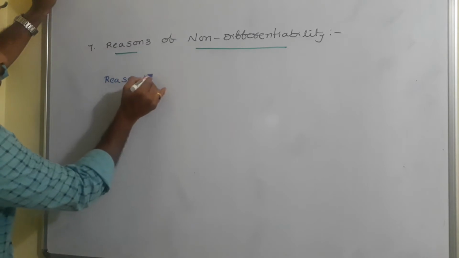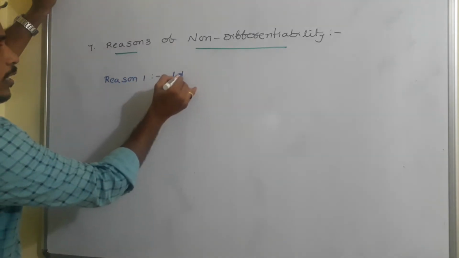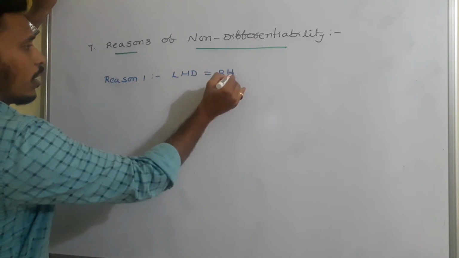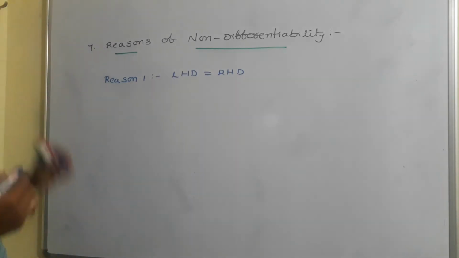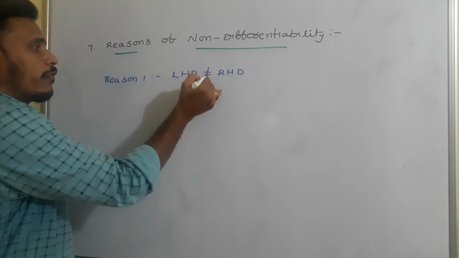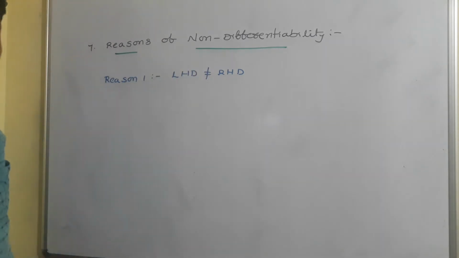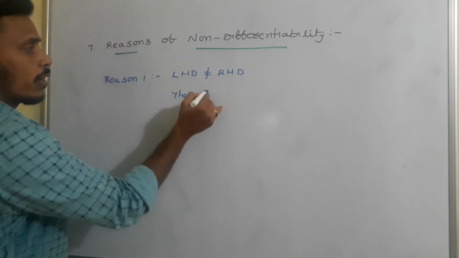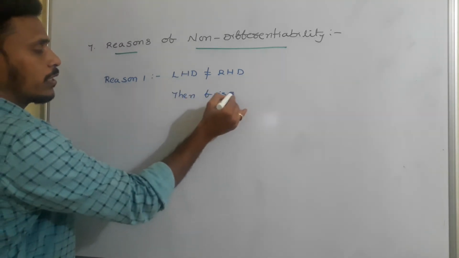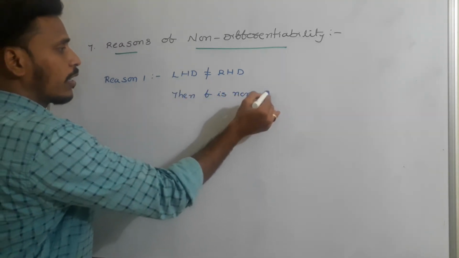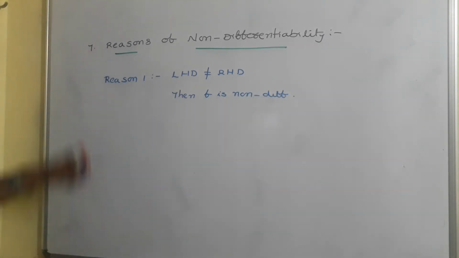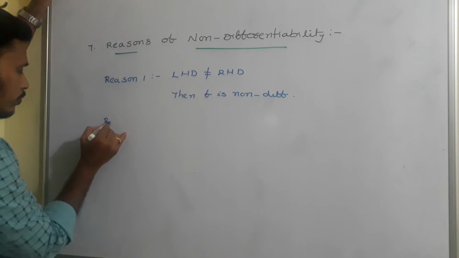Reason 1. In the last class we learned that if the left hand derivative is equal to the right hand derivative, then the function is differentiable. So reason 1 is simply, if the left hand derivative is not equal to the right hand derivative, then it leads to non-differentiability. Then the function f is non-differentiable. That is reason 1. Then reason 2.